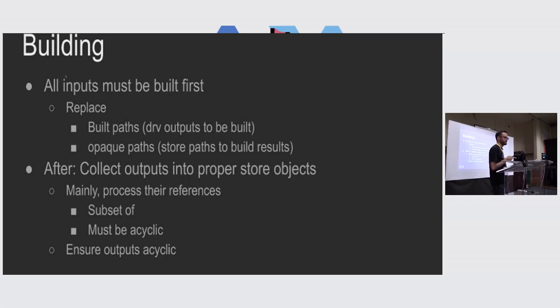And what that mainly boils down to is collecting and verifying their references, which are a subset of the inputs, and which must be acyclic, which isn't a problem for already existing inputs, but is a problem for the new outputs, which must refer to themselves acyclically. So you can't have an out depend on a dev, and a dev dependent on the out at the same time.